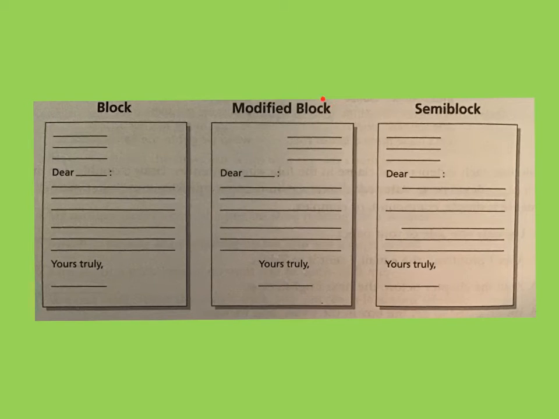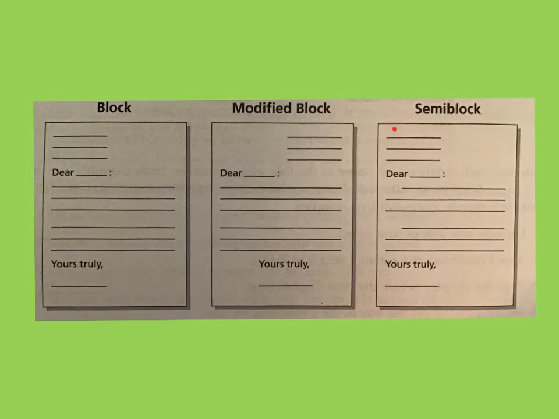For a modified block, the addresses are put on the top right-hand side instead of the left-hand side. Your salutation and the body of your letter are still lined up with the left-hand margin and there's no indentation, but we do skip lines between paragraphs. Your salutation and closing, however, are centered on your page instead of being tucked to the left margin.